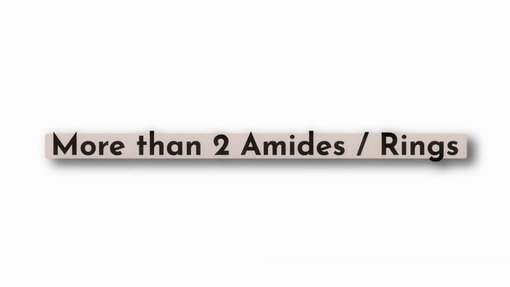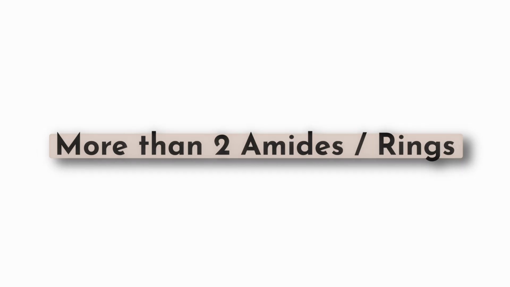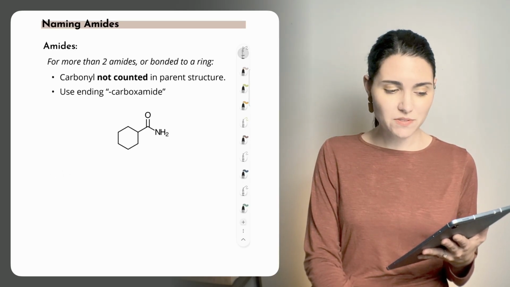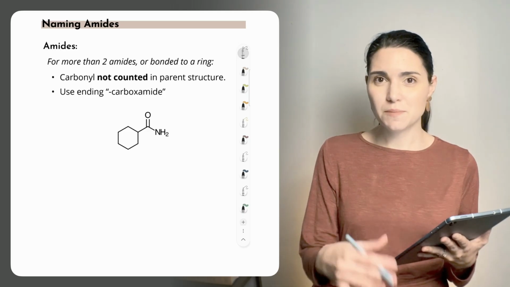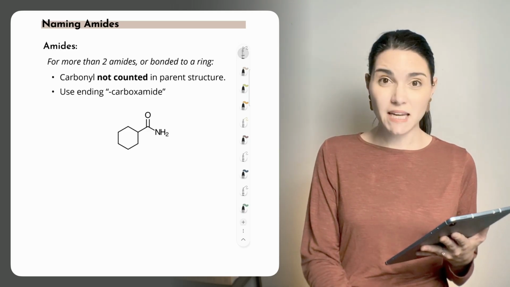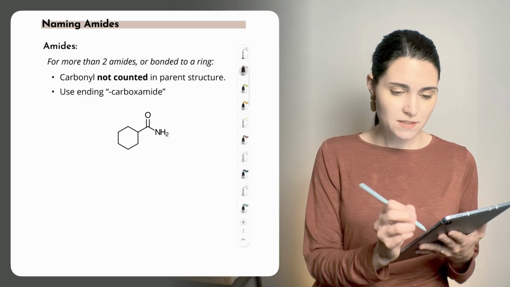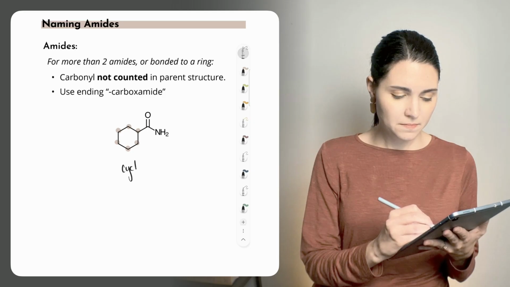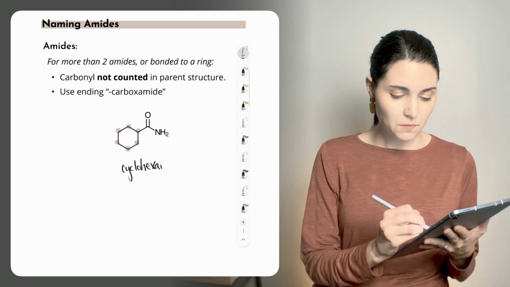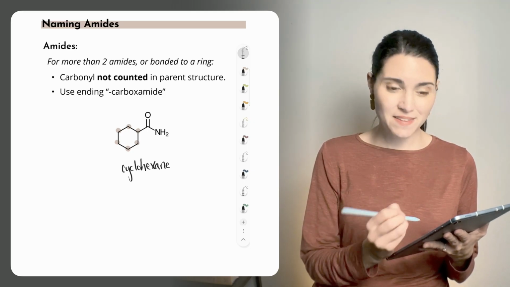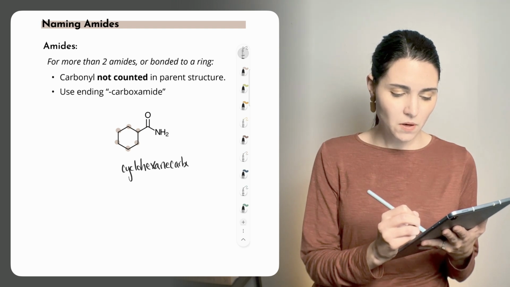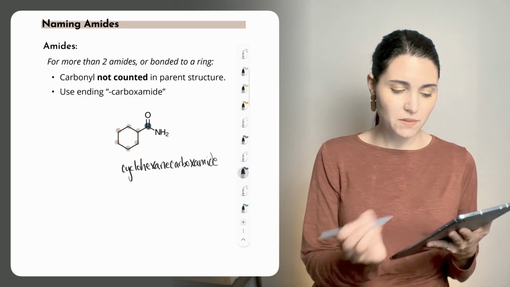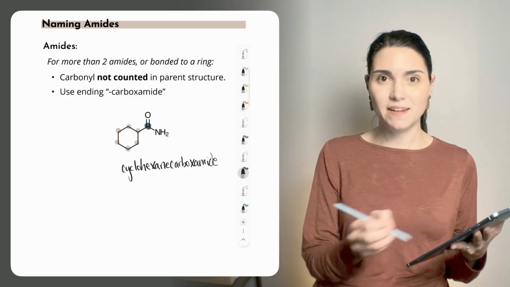If you have more than 2 amide functional groups or the amide functional group is bonded to a ring, we're not going to count the carbonyl carbon in the parent structure and we'll use a different ending. So very similar process to what you saw before. Here the ending is carboxamide. So on this cyclohexane ring, we'll just name it cyclohexane and then add the ending carboxamide, because of course this carbonyl carbon is not counted in the parent structure.